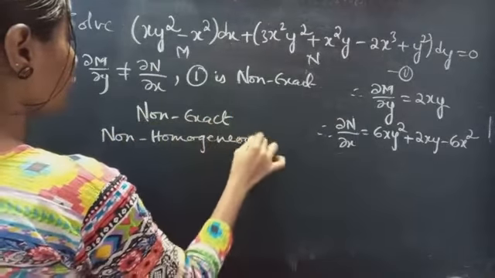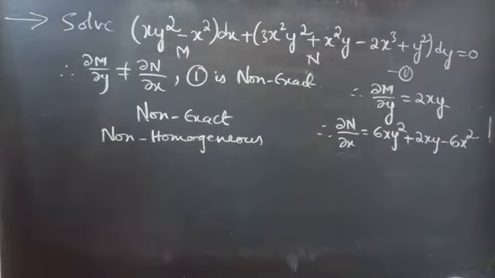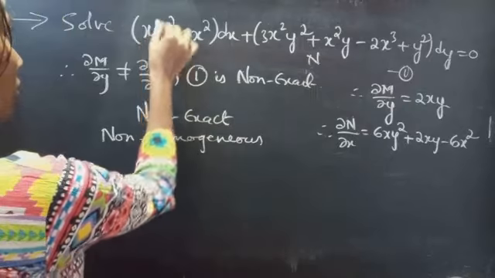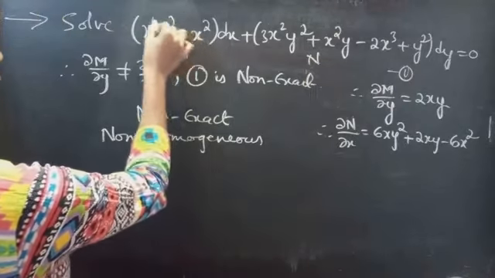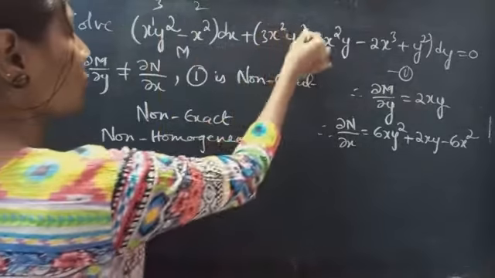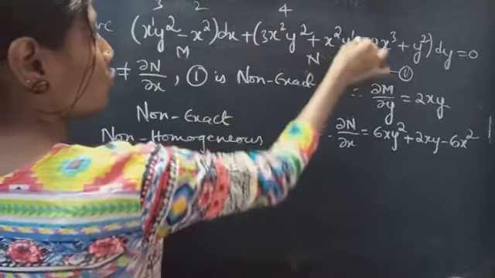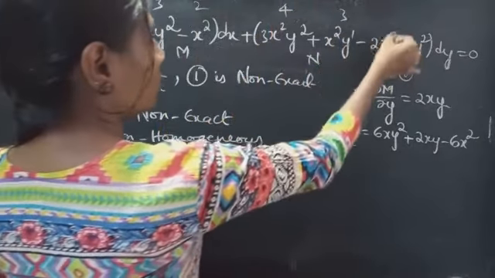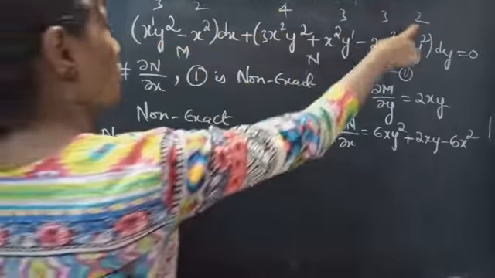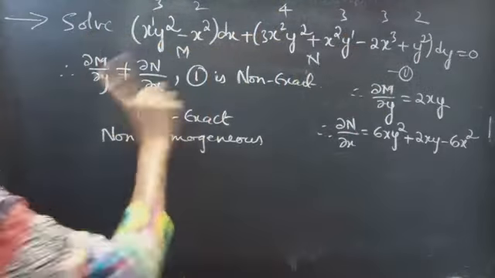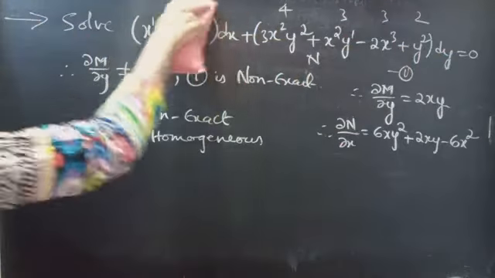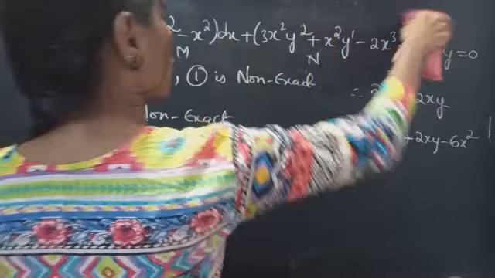By adding the powers of each term, we'll get to know whether the given equation is homogeneous or not. Here, xy² has power 1 plus 2, 3; x² has power 2; x²y² has 2 plus 2, 4; x²y has 2 plus 1, 3; x³ has 3; y² has 2. See, the powers are not the same. Since the powers are not the same, we can say that the given differential equation is non-homogeneous.